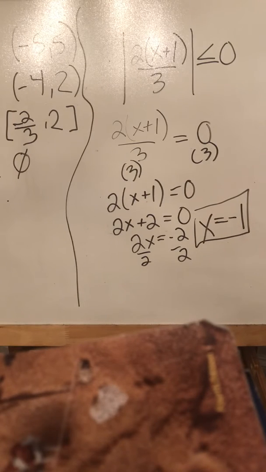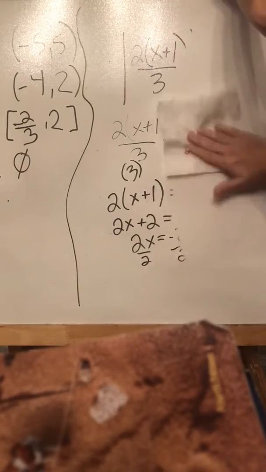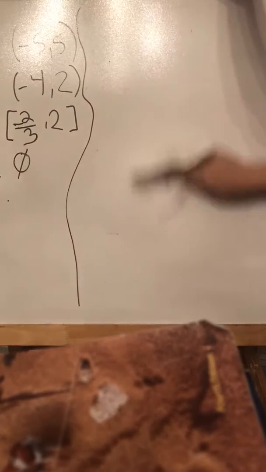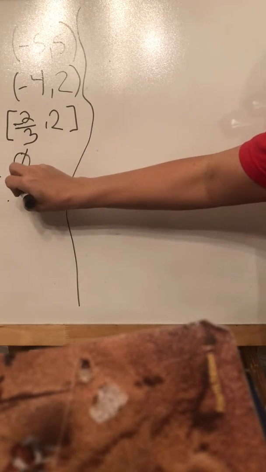Now I want you to go ahead and press pause and try practice 5, which says the absolute value of 3 times x minus 2 over 5 is less than or equal to 0. Go ahead and press pause and solve. Okay, so for your answer for number 5, you should have gotten your solution set to be 2.